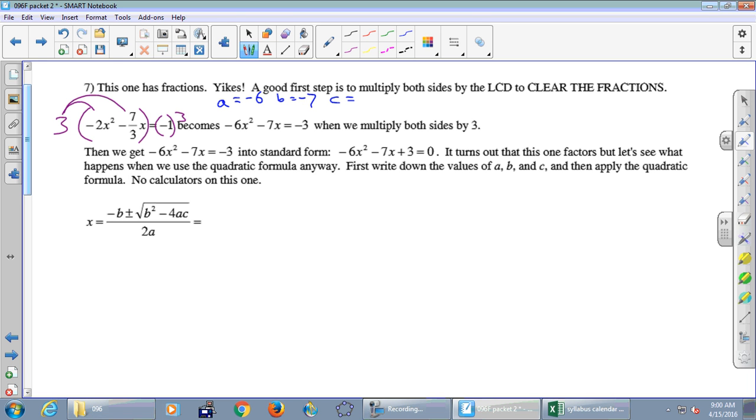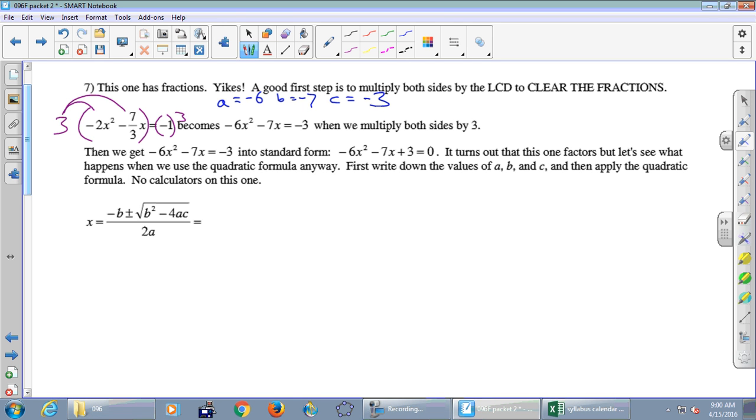-7. Somebody else, how much is C? -3. Fantastic. We're going to get this problem wrong if we do this. What mistake did we make? C sure looks like -3, Liam. What's the problem? It's on the wrong side.